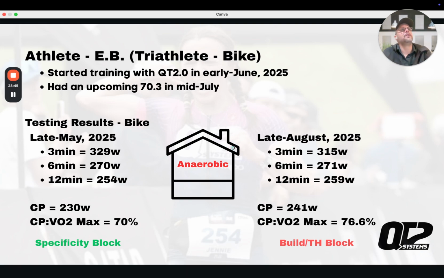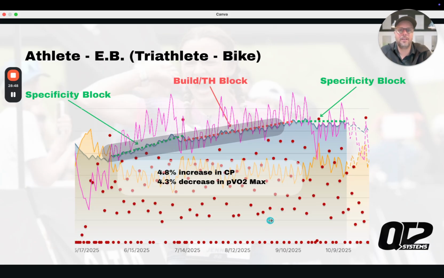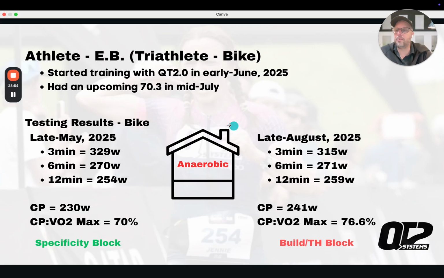And actually, let me just confirm, yeah, we did that. We went into a build threshold block for a number of weeks, and then we retested in late August. So we did specificity through July and August. Okay, and we retested and we lost a little bit on the power VO2 max. We gained the 6 minute wattage, and we gained a little bit on the 12 minute, but our critical power, because of how all of those numbers relate to one another, increased by 11 watts, to 241 watts.